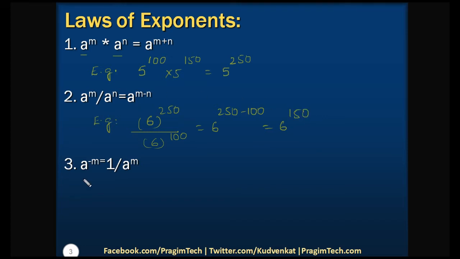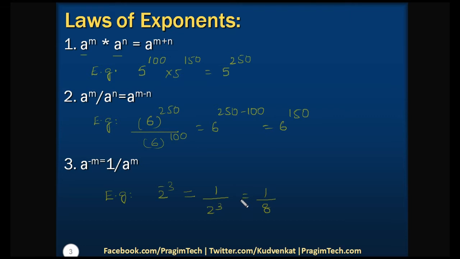The third law is a to the power of minus m is equals to 1 by a to the power of m. That is, when the exponent is negative, we can represent it as a positive exponent by dividing it with 1. Let's take one example. If it is 2 to the power of minus 3, this value we can calculate if we represent it as 1 by 2 to the power of 3, which is nothing but 1 by 8, right?